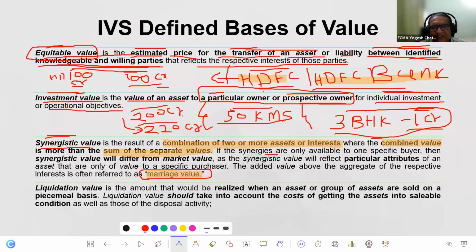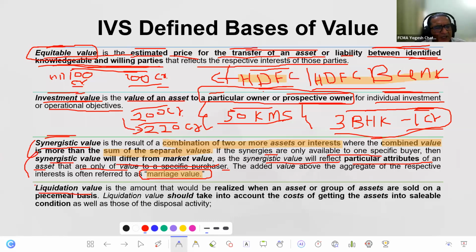And if synergies are only available to one specific buyer, then the synergistic value will differ from the market value, as the synergistic value will reflect particular attributes of an asset that are only of value to a specific purchaser. So that is about the synergistic value.